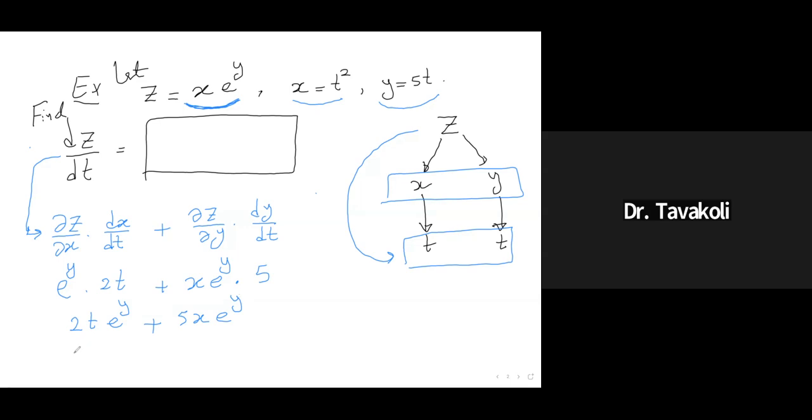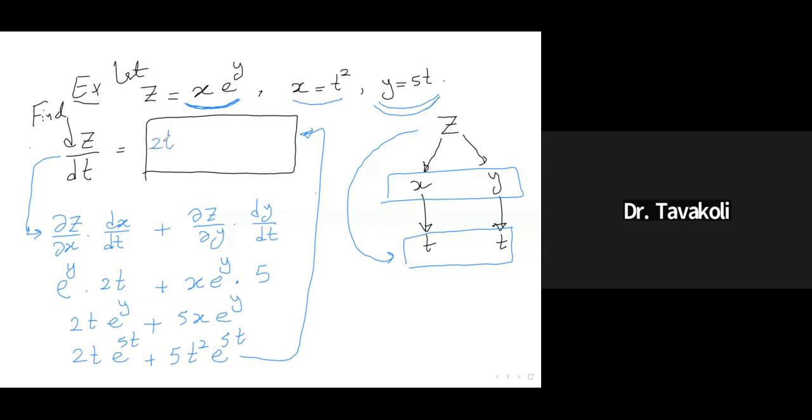So from the beginning, 2t e to the power of, instead of y, I use 5t. So replace y by the equal term of 5t plus 5x. Replace x by t squared because x equals t squared in this example. Times e to the power of y, which is 5t. So that's the final answer that I need to put right inside this box.